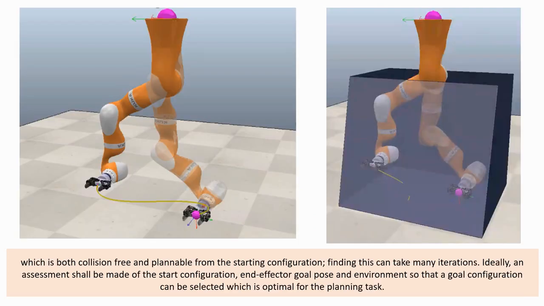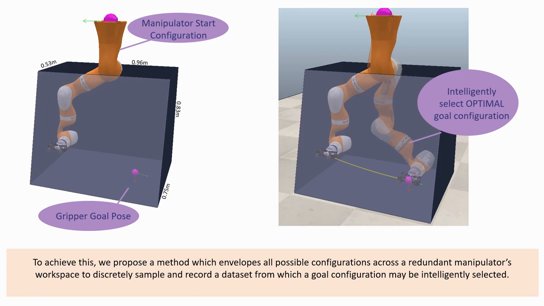However, in a confined space, a goal configuration must be generated which is both collision-free and plannable from the starting configuration. Finding this can take many iterations. Ideally, an assessment shall be made of the start configuration, end-effector goal pose, and environment, so that a goal configuration can be selected which is optimal for the planning task.